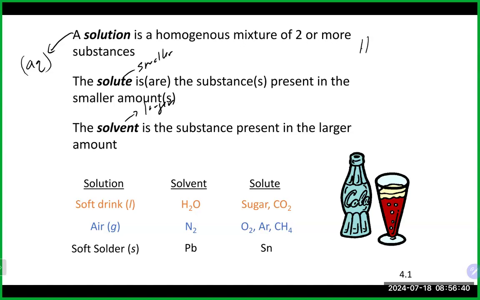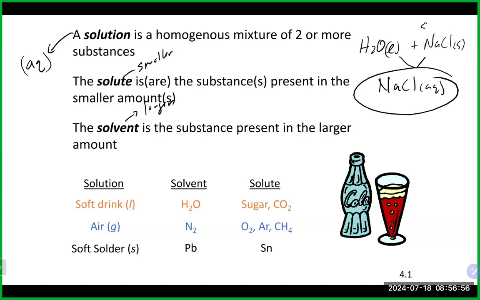For example, to make a solution, you would take something like water, which is a pure liquid by itself, and mix it with something like sodium chloride. And the salt in this case will dissolve and make a sodium chloride solution. Here, the solute would be the sodium chloride, and the solvent would be the water in this particular case. Them together will make a solution of sodium chloride.